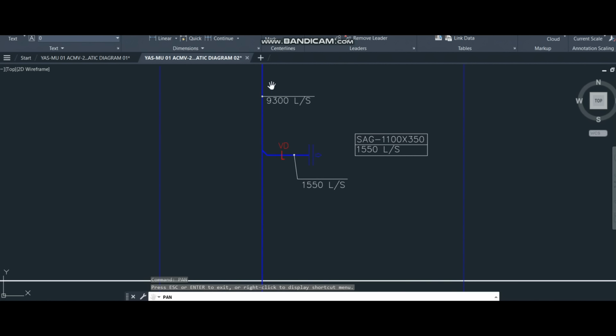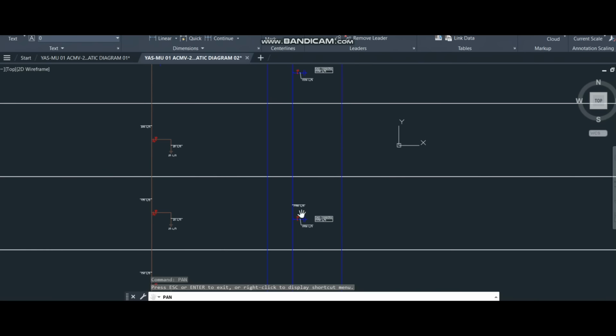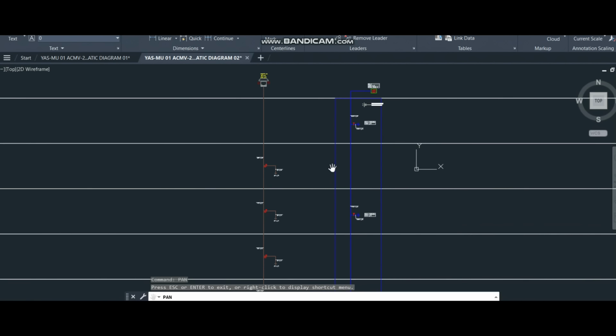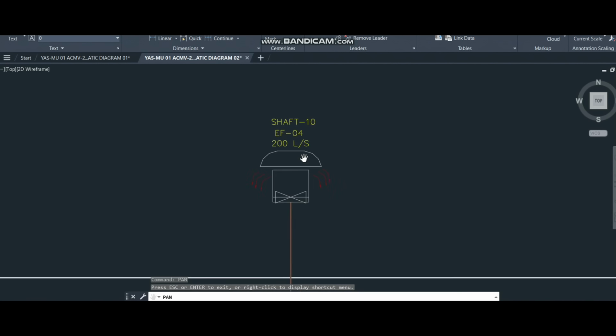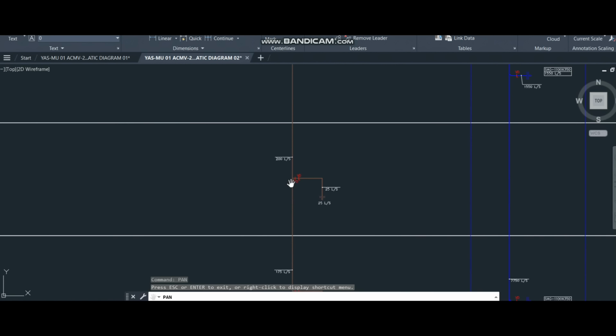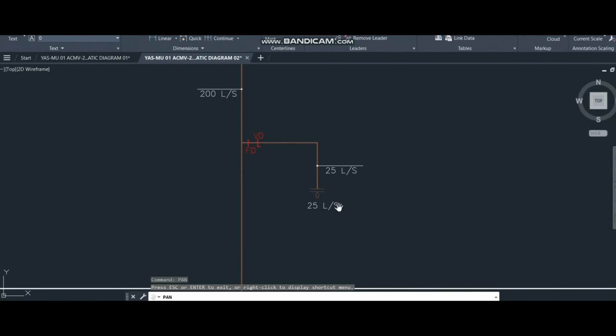Like you see here, the main shaft duct is there, which is passing to different levels. Like you see here, 1550 liter per second is passing at a different level. Similarly, I can show you one ventilation shaft exhaust fan, which is located on the roof also. From each toilet, for example one water closet, they have considered 25 liter per second.